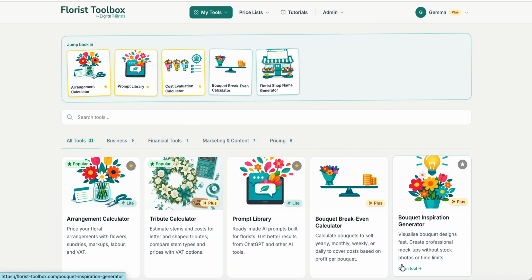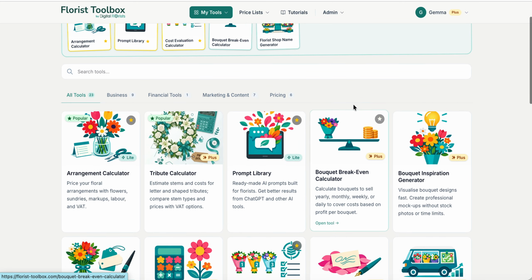I'm going to show you the Bouquet Break-Even Calculator. Now, this is a really useful tool, especially if you're doing a business plan and you're going to the bank to borrow money. They like to see that you have really thought about this in comparison to average sale prices and how realistic you are going to be able to achieve the amount of bouquets you need to sell based on industry averages.